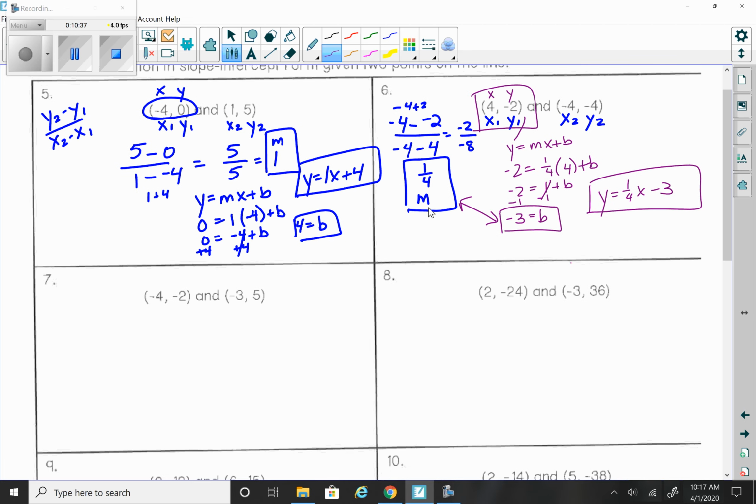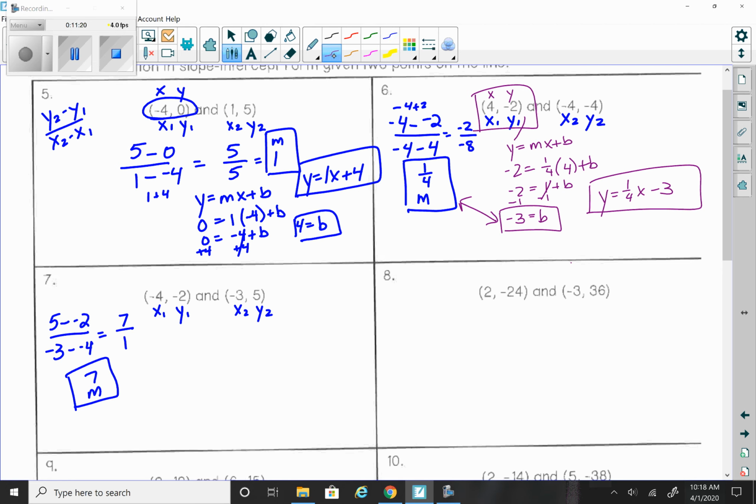Let's try number 7. Again, here, -4 is my x1, -2 is my y1, -3 is my x2, and 5 is my y2. Then I can take these values and plug them into my slope formula. So I can say 5 minus a -2 over -3 minus a -4. 5 minus a -2 is 5 plus 2, that's 7. -3 minus a -4, that's -3 plus 4, that's 1. So I have a slope of 7 over 1, 7 divided by 1 is just 7. So that's my slope value.